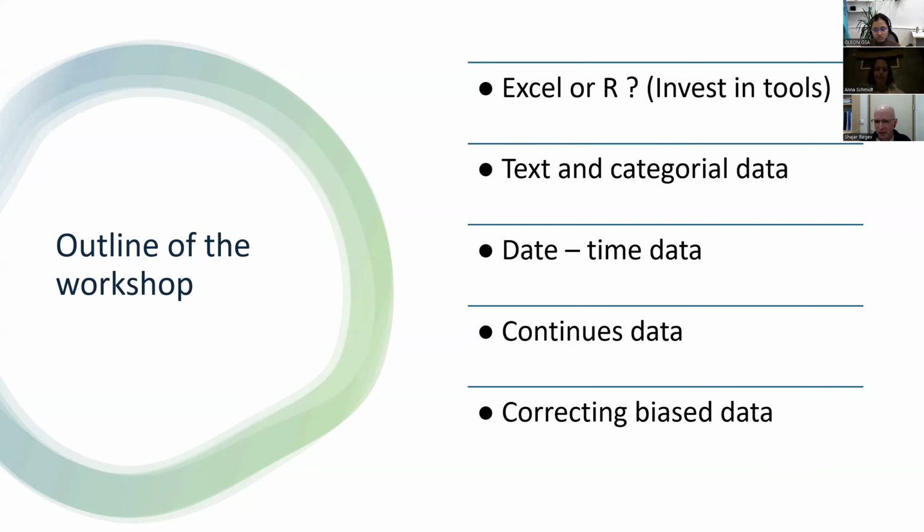So, one slide about the discussion of whether we use Excel or R or other programming software. I don't know if you see it on the screen. Okay. And then we go on to dealing with text and categorical data, then date-time data, continuous data, and in the end, correction of biased data.